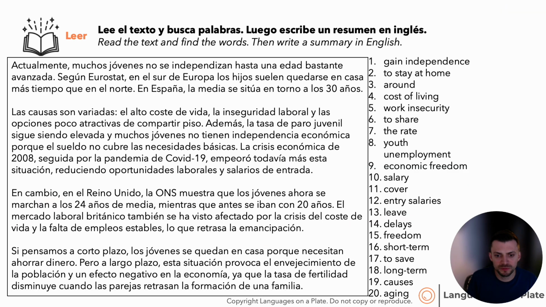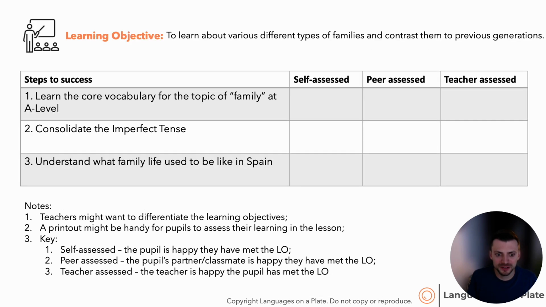And to round off the topic, before I go back to the mind map, I give them one more longer text with a bit more context around the topic itself, with a load of vocabulary that they can use for their topic-specific vocabulary. They can choose what they want there. And at this point, I go back to the objectives again. The third objective, I think at this point, everyone in the class should be comfortable with understanding what family life used to be like in Spain.